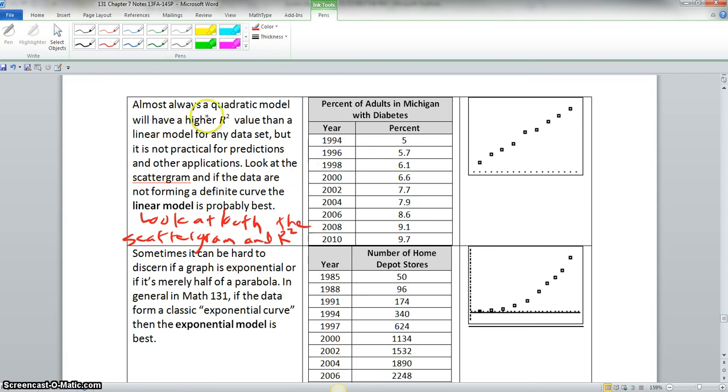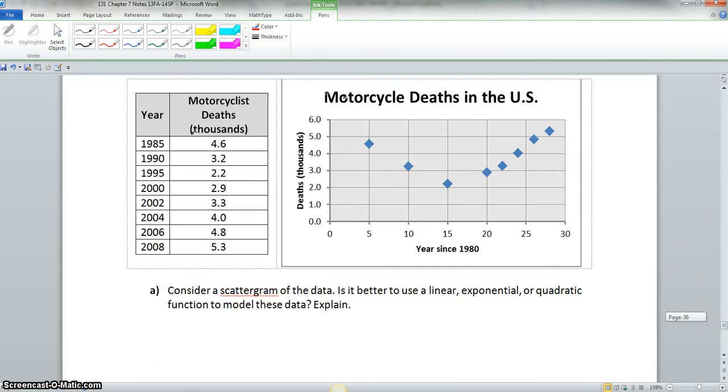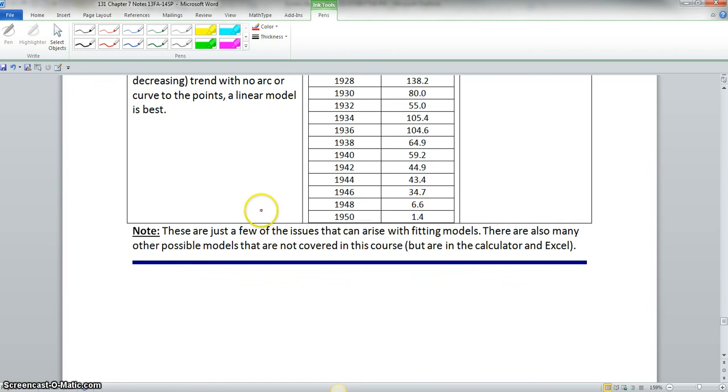Now that's one thing that I will always tell you for each one of these. You should look at both the scattergram and also your R squared. And basically you could read this at your leisure and we're done. It says note here. It says there are just a few other issues that can arise with fitting models. There are also many other possible models that are not covered in this course, but are in the calculator and Excel. That's just a little note for you, and we're done.